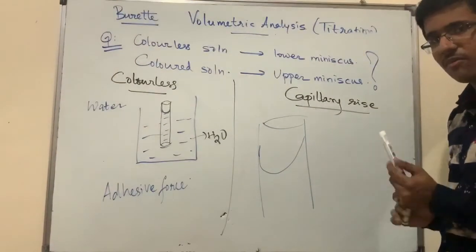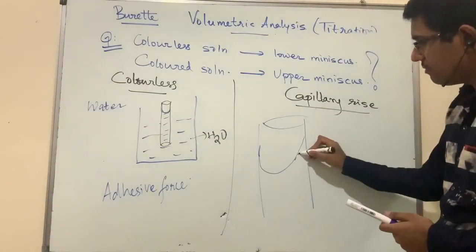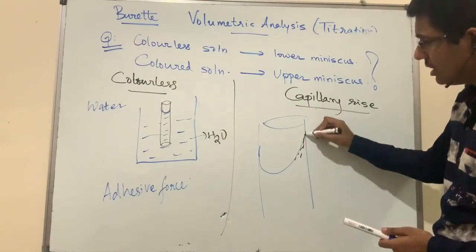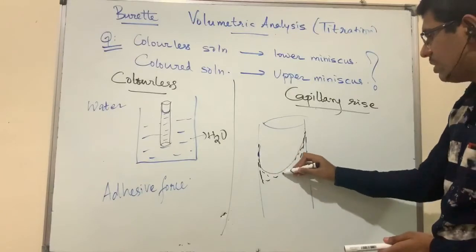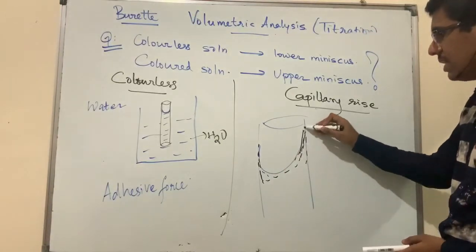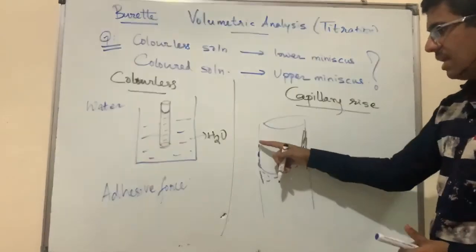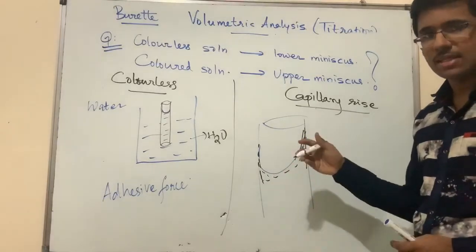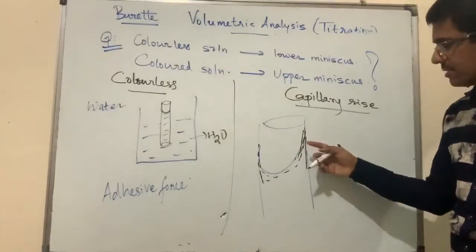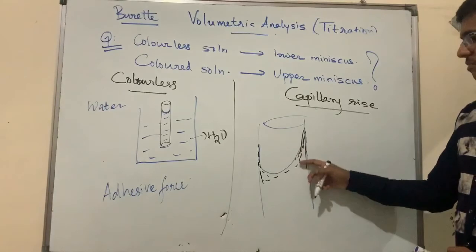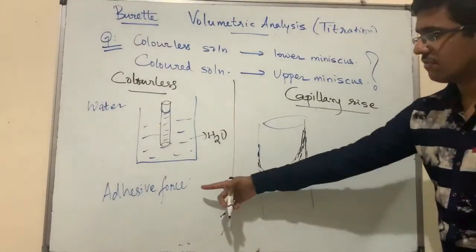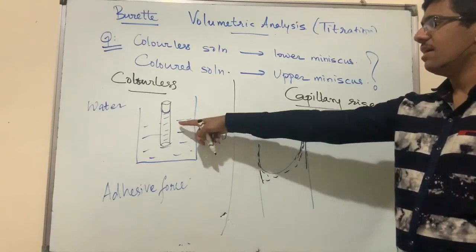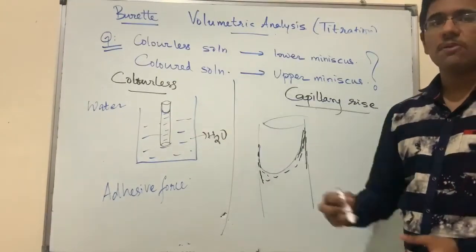Why is it forming a lower meniscus? Because water wants to have more contact with the glass. So this is the only possible method. It has more area of contact with the glass particles by making a U-shaped lower meniscus. Lower meniscus is formed in case of water because the wetting property of water is more and adhesive force is more. That is why lower meniscus is possible.